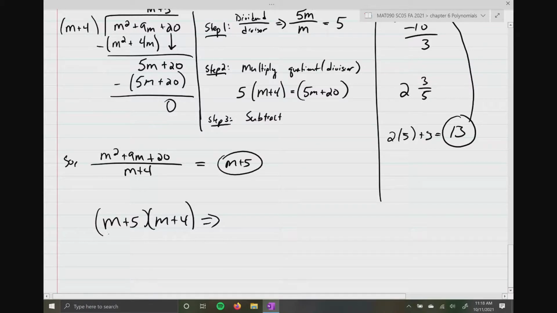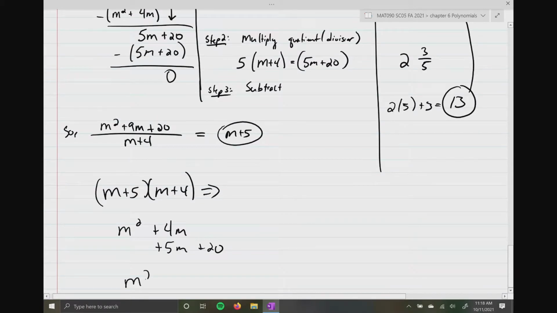So let's see. M times M is M to the second. M times 4 is plus 4M. 5 times M is plus 5M. 4 times 5 is plus 20. And that's going to give me M squared plus 9M plus 20.